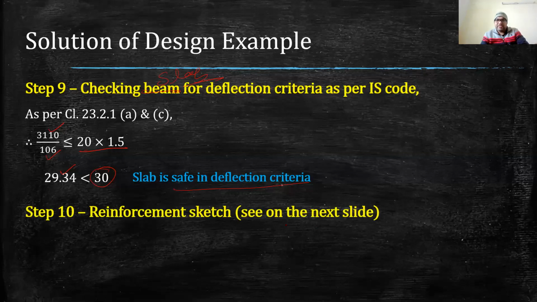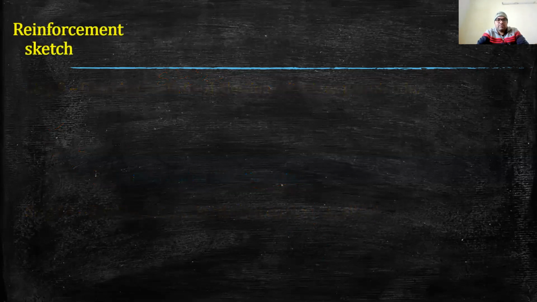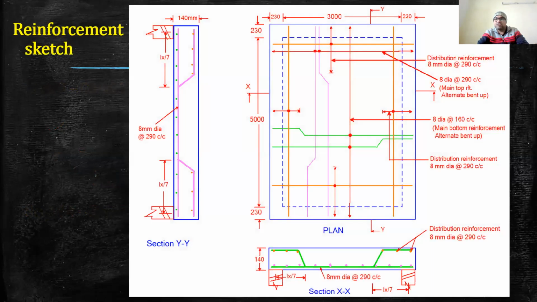So we will go to the next slide to check the reinforcement sketch. So this is the reinforcement sketch. This is the plan and the section along YY, this is section YY. So this is the section which is exactly projected, the reinforcement detail. Similarly, section XX, this one, is projected here. And the detail of reinforcement, we will see here now.